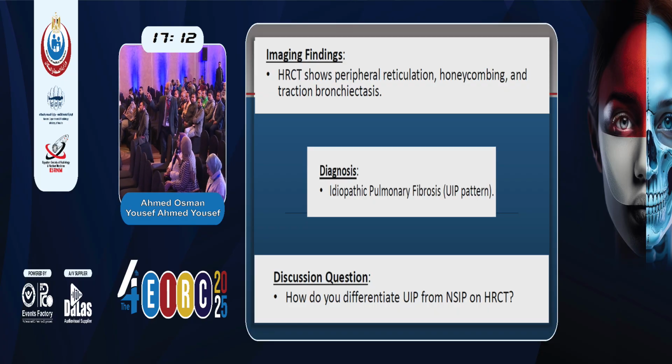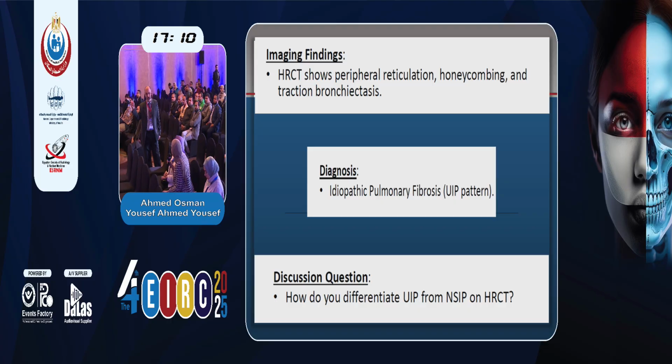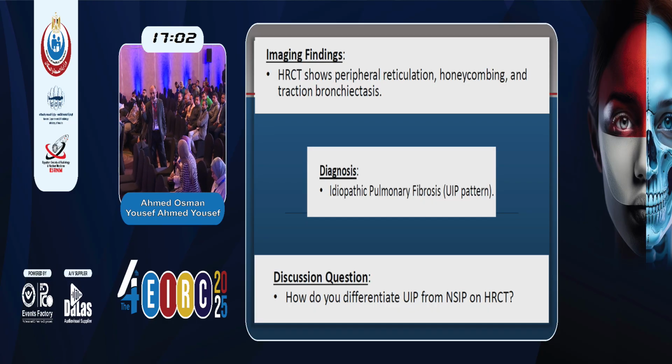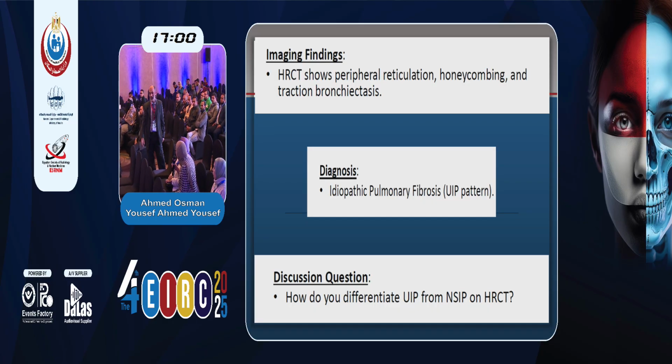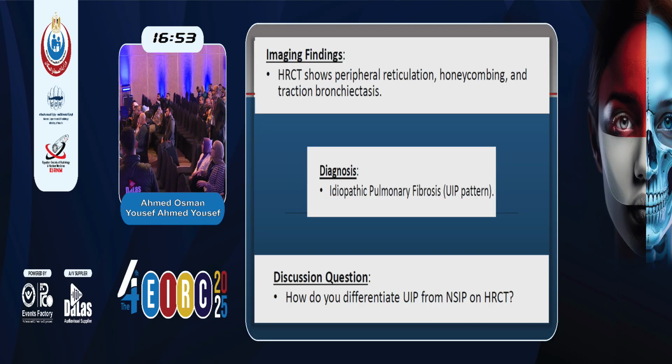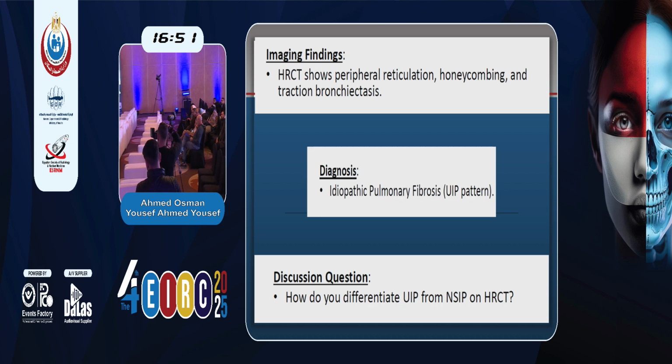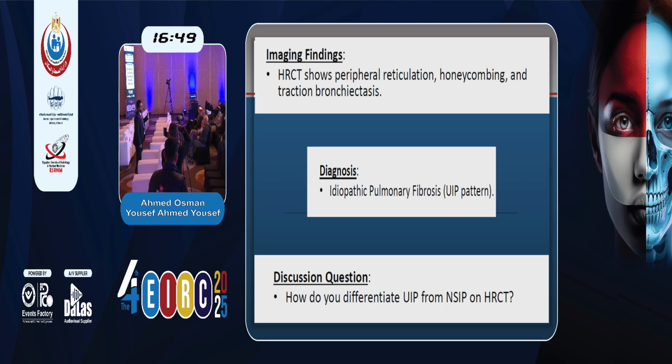As we said, the main radiological finding in UIP is honeycombing. What is the main finding in NSIP? Ground glass. Thank you. A very small note is the honeycombing. All of us know honeycombing is very characteristic for UIP.